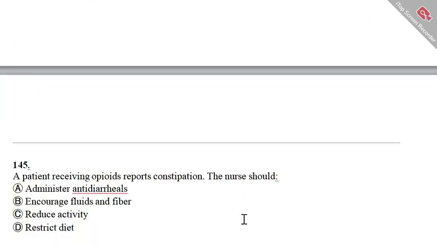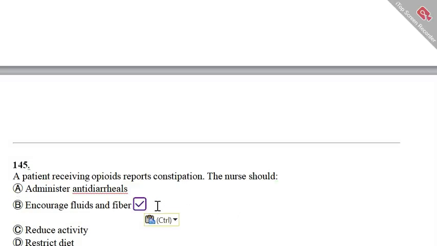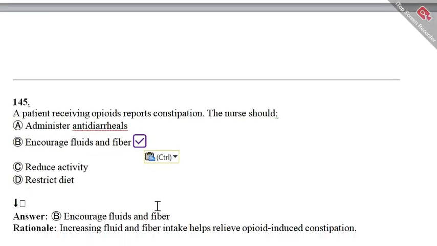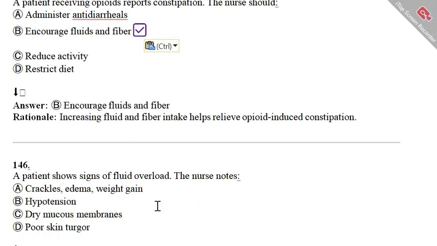Next question: a patient receiving opioid reports constipation. The nurse should. The correct option in this scenario is option B. Encourage fluids and fiber. Let's move to the next question.